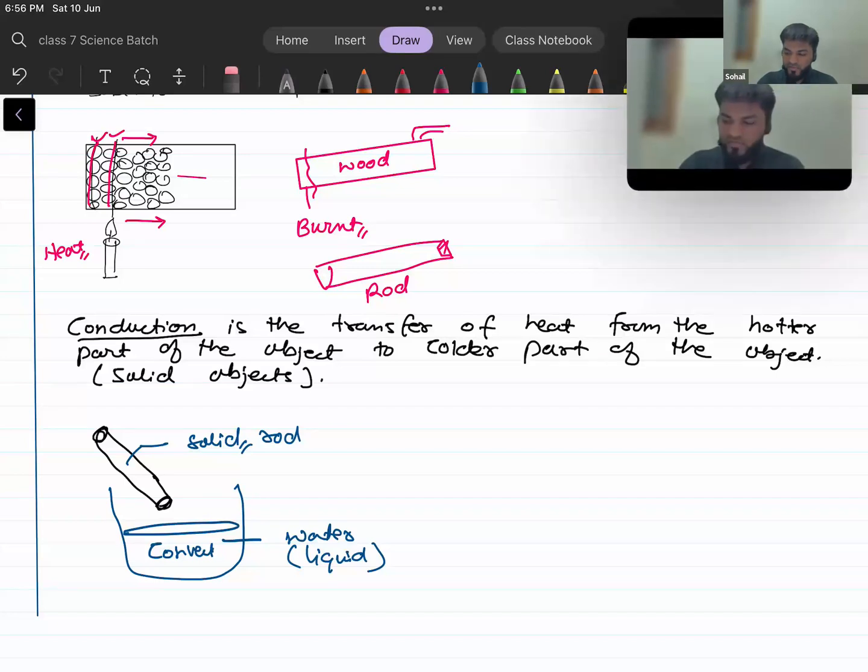Let me take a figure here for a proper depiction.